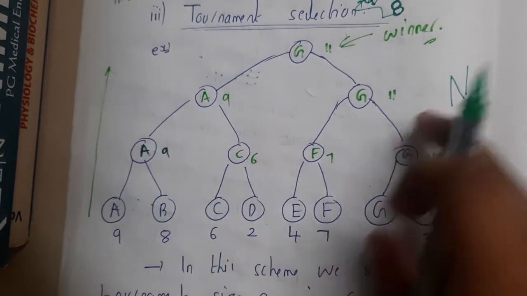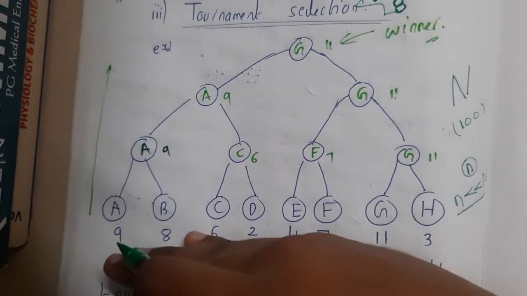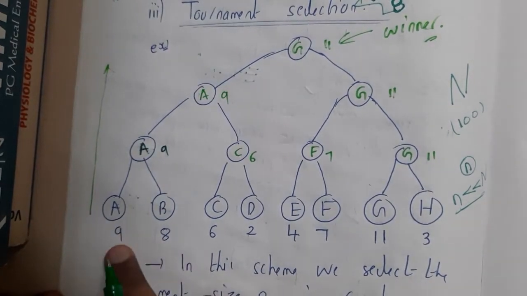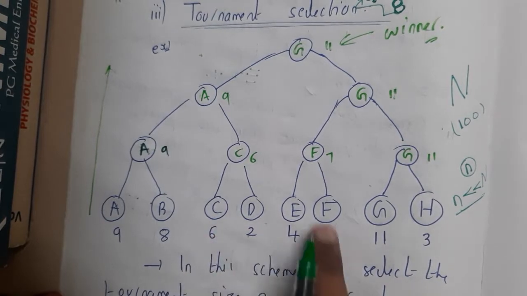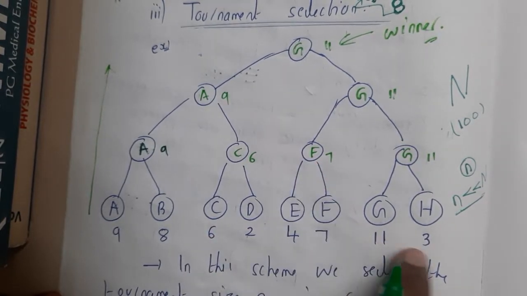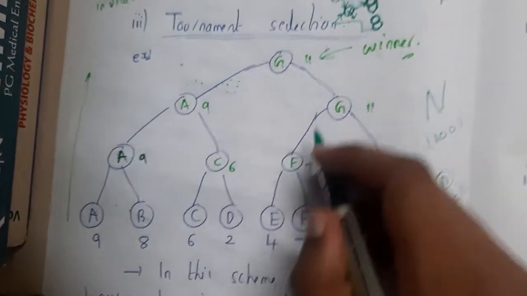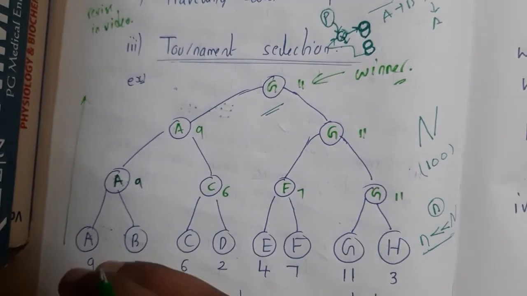We took 8 of those 100, and based on those values we started moving them up. Among these two, who is the winner, guys? A, with value 9. Similarly among these two, 6, that is C. Among these two, 7, that is F. Among these two, G. In this way you will be slowly moving up and ending up with the maximum one, right? You will be storing these winners somewhere.